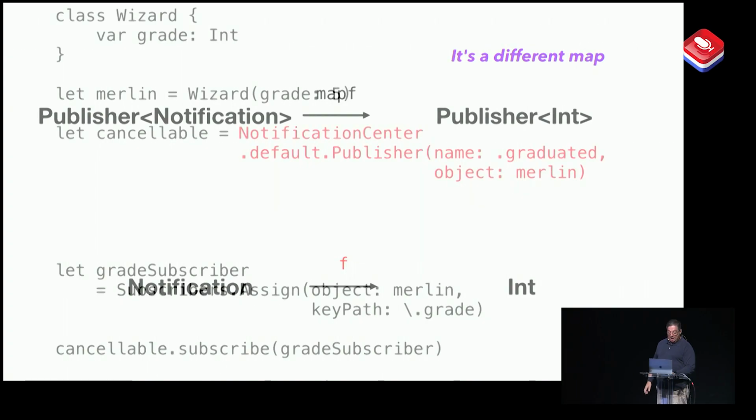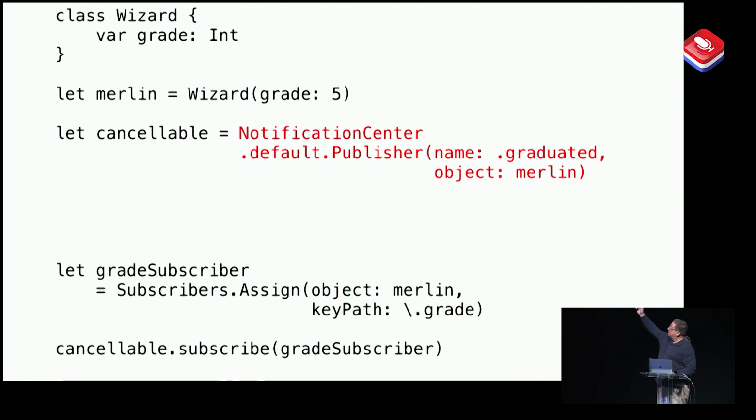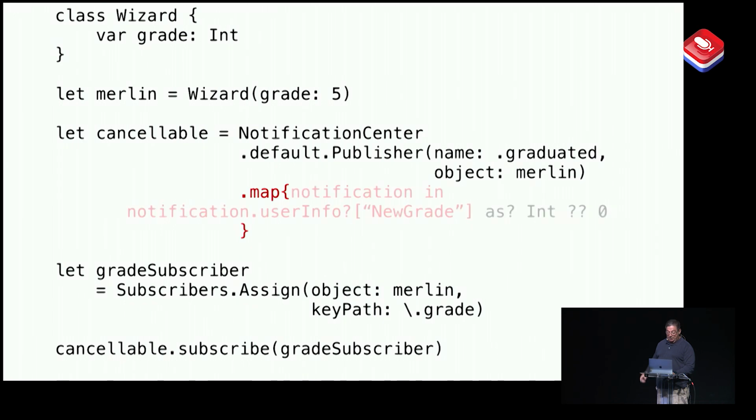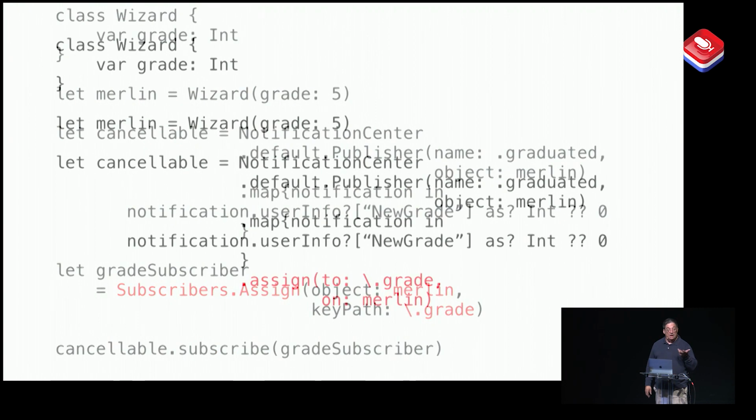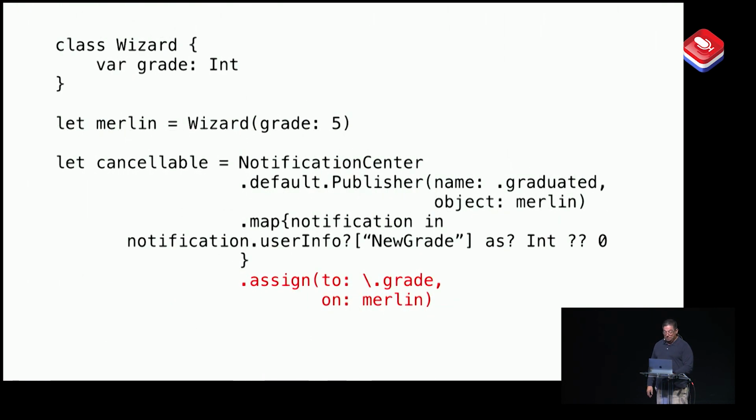And so now I can take Merlin and say, look, I'm sending out notifications. In the middle, here's how I'm going to convert them. I'm going to take my notification and look for the new grade, and if it is a valid value, then I'm going to go ahead and assign it, and we even have a nicer way to assign it that you've seen. It's this nice notation here. And so that's all map is.